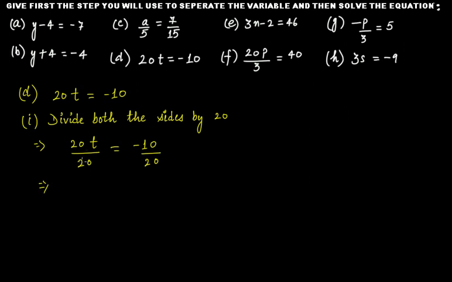This will give you what? So this is 20 t divided by 20. So 20 and 20 will get cancelled. I mean, it will get 1 only. So this will be t equals to, this is minus 10 divided by 20. So if you solve this, then you will get minus 1 over 2, right? 0 and 0 will get cancelled. So minus 1 over 2. So this is the answer for t.